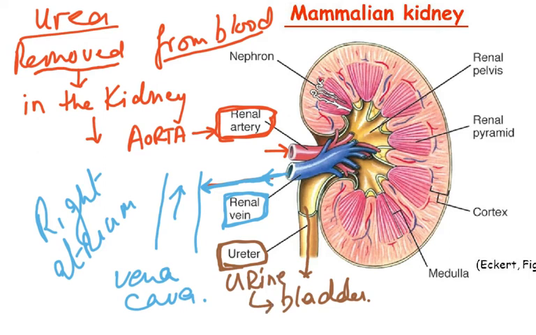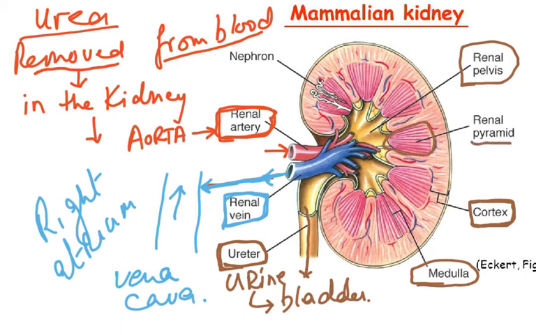Now as we look at the kidney, we see a very interesting area. Number one, the outer area is called the cortex, and the inner area is called the medulla. So you've got to know these two names. And then there is this area which is called the renal pelvis, and these areas which are shaped like a pyramid are called the renal pyramid.